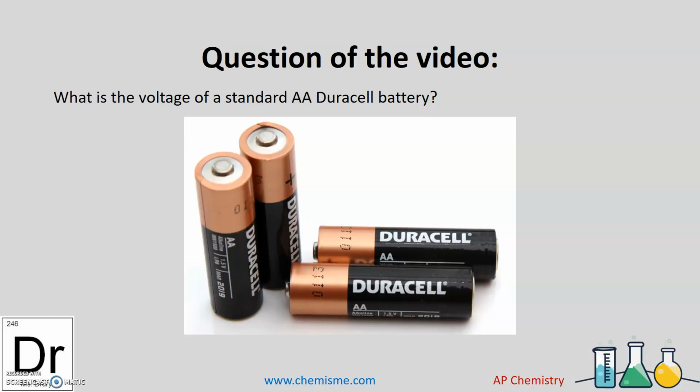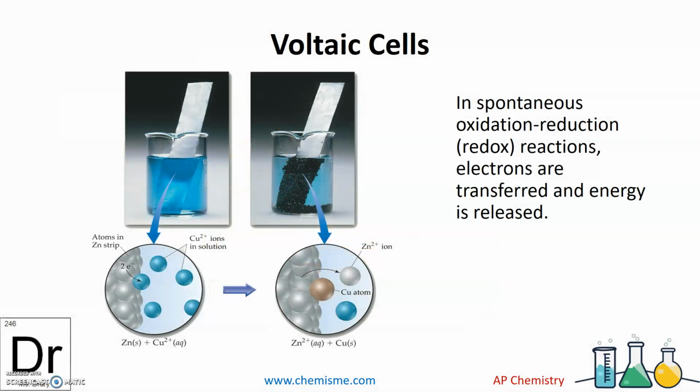So the question of this video is, what is the voltage of a standard AA Duracell battery, or technically any battery that looks like this that you might have at home? So in order to answer that, let's talk about voltaic cells. In a spontaneous or favorable oxidation reduction reaction, or redox reaction, electrons are transferred and energy is released.